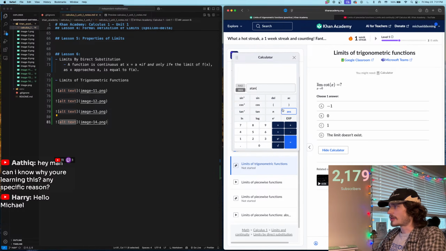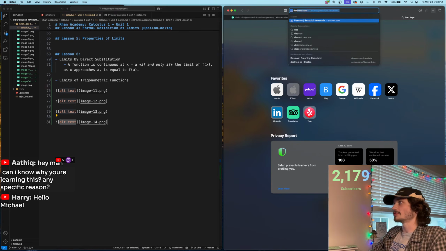Is that no, that's arctangent. Is that arctangent? Oh, I can't remember. Anybody remember how to do cotangent? Oh! Is this of 0 equals to 0? Let me open up Desmos.